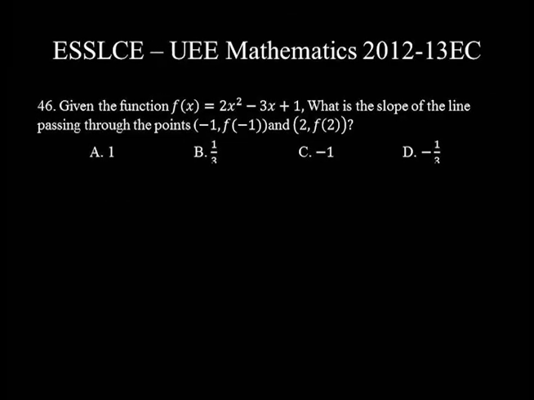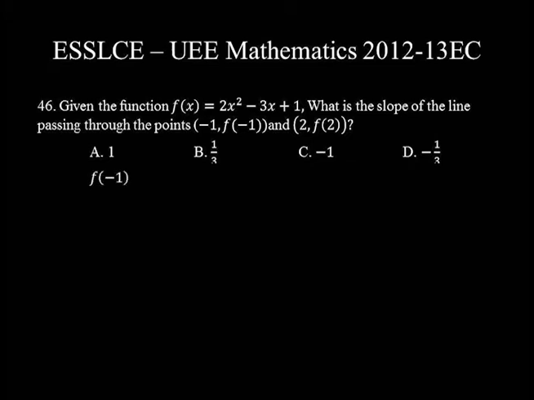Question number 46. Given the function f of x is equal to 2x squared minus 3x plus 1, what is the slope of the line passing through the points (-1, f of -1) and (2, f of 2)? Determining the two ordered pairs is sufficient to determine the slope. Thus let's calculate f of -1 and f of 2.